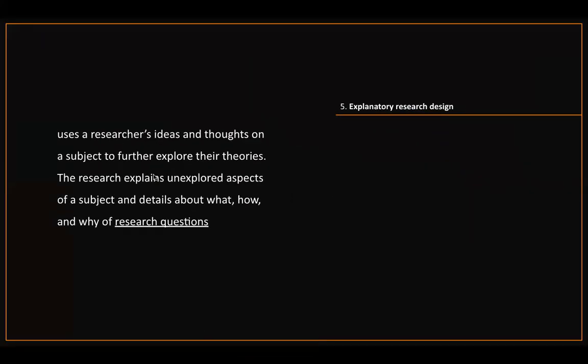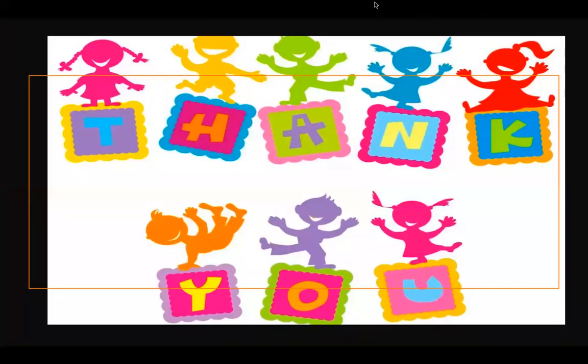And now explanatory research uses researchers' ideas and thoughts on a subject to further explore their theories. Like, why do people prefer to save during their retirement age, right? For example, does it apply to rural areas also? Rural areas, they enjoy more leisure. Why is it happening, right? All such research questions can be probed to answer with the explanatory research design. Any doubts so far? I hope I'm clear.